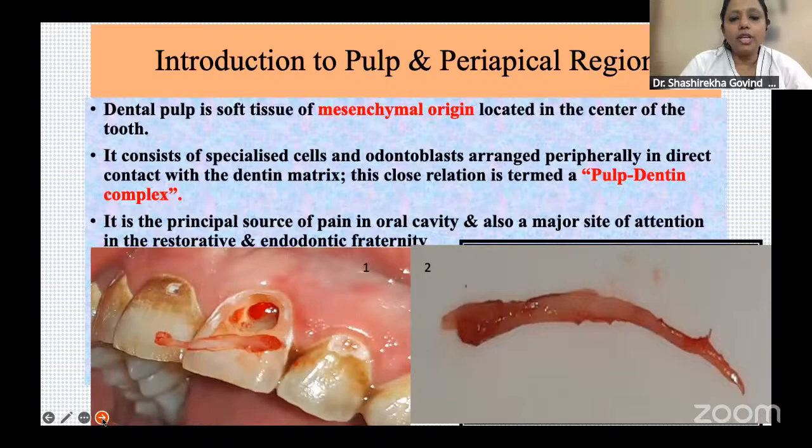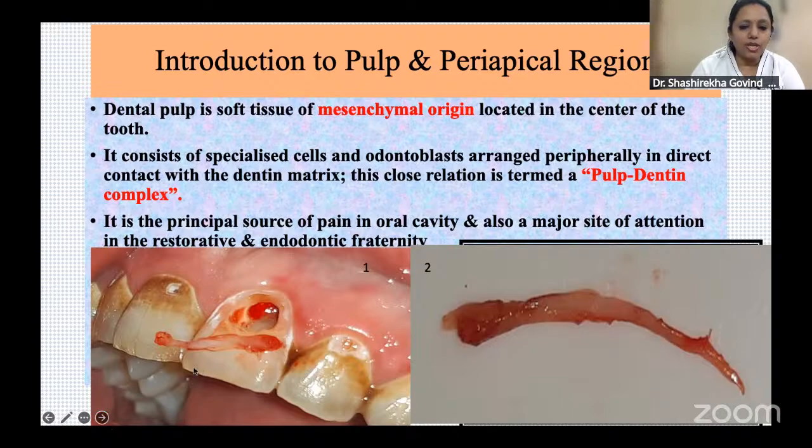Coming to the introduction to pulp and periapical region, the dental pulp is a soft tissue of mesenchymal origin located in the center of the tooth. It consists of specialized cells, with odontoblasts arranged peripherally in direct contact with the dentine matrix, which we call the pulp dentine complex. It is the principal source of pain in the oral cavity, and acts as a major site for the restorative and endodontic fraternity.